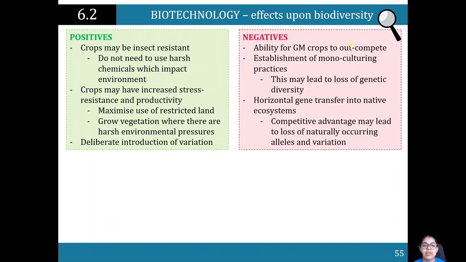However, there is the ability for GM crops to outcompete natural crops. There is also the establishment of monocultures, of just having one species of a certain thing, because it has good environmental yield and it's cheap and inexpensive. A good example of that is Cavendish bananas, and so that can lead to the loss of genetic diversity. There's also horizontal gene transfer into native ecosystems, and competitive advantage can also lead to loss of naturally occurring alleles and variation.